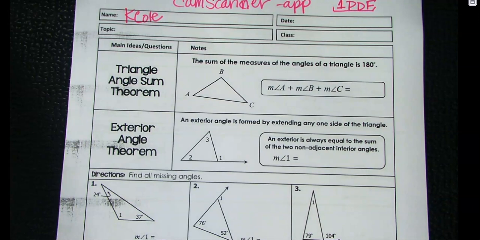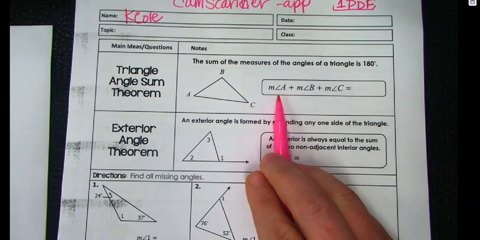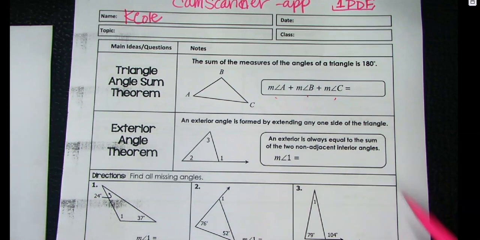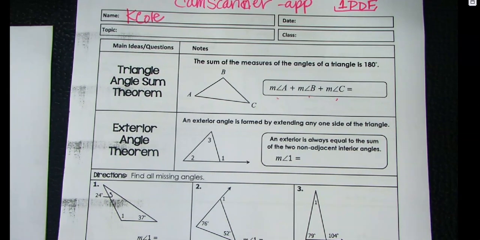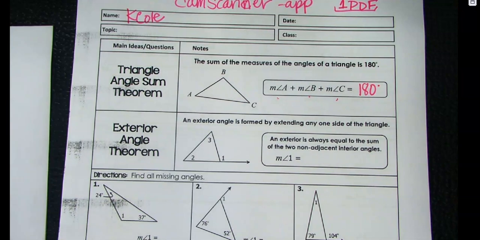All right, so this is about the triangle angle sum theorem. It gives us the angles written out right here, angle A plus angle B plus angle C, and this represents any triangle, any size, shape, whatever it is. They are all going to equal 180 degrees.